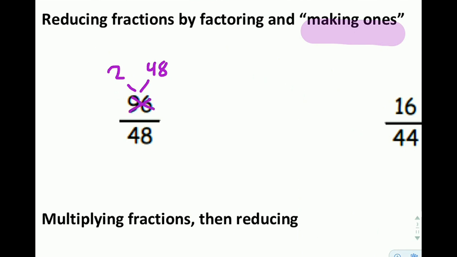So since I broke down that 96, I'll cross that out. But now I have a 48 on top and bottom, and that 48 divided by 48 is essentially forming a 1. So when I cancel those two out, when I cross them out, I'm left with just 1 on top and 1 on bottom. So if I'm reducing my fraction, I have 2 times 1 on top, which is just 2, and I have just 1 on bottom, which is just 1. And I have reduced my fraction to the number 2.